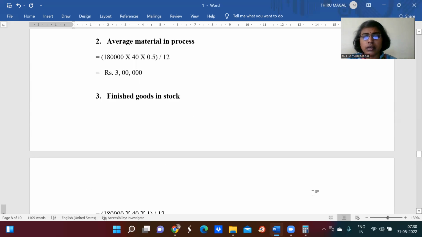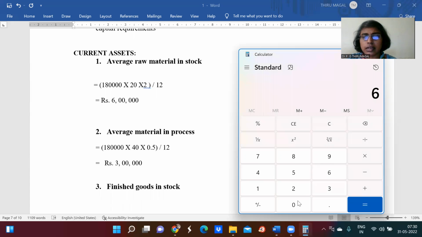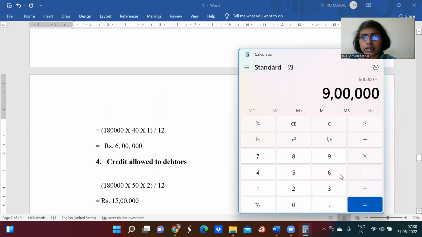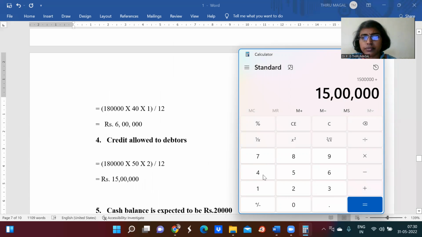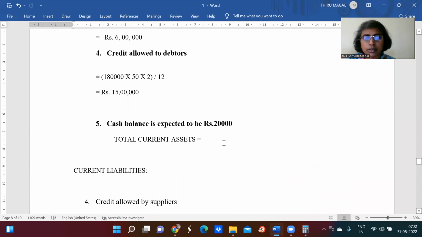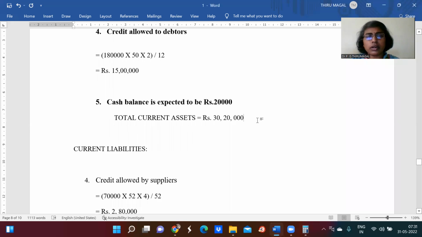The total asset, by adding all the values, will be 6 lakhs plus again 3 lakhs plus the finished goods again 6 lakh plus again another 15 lakhs plus the cash 20,000. The total current asset is rupees 30 lakh 20,000. Now we found out the total current asset value.